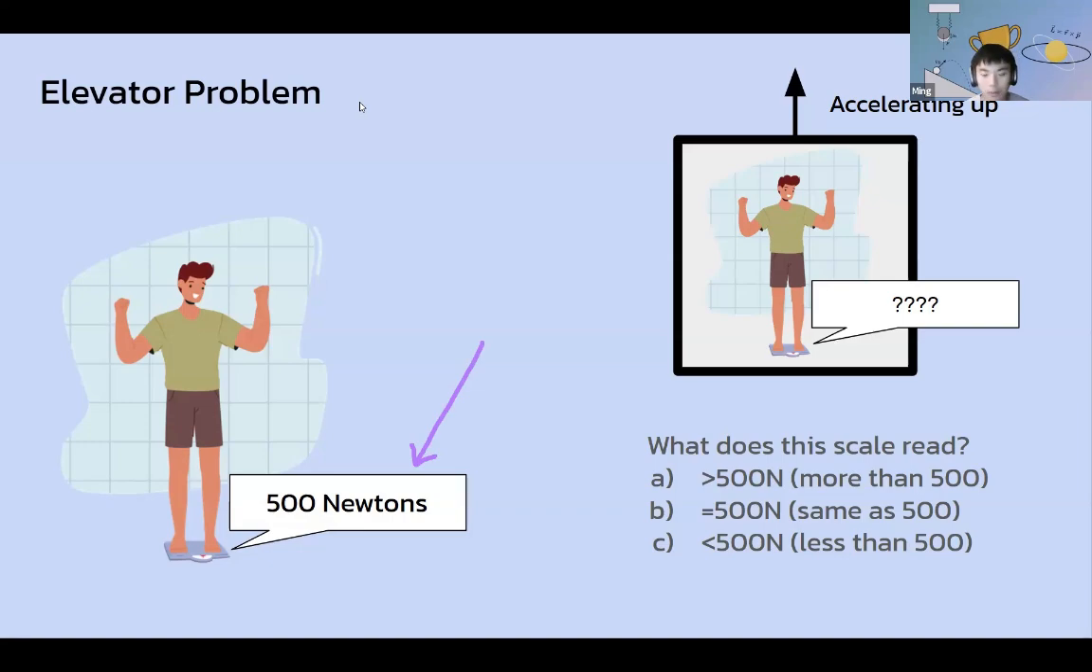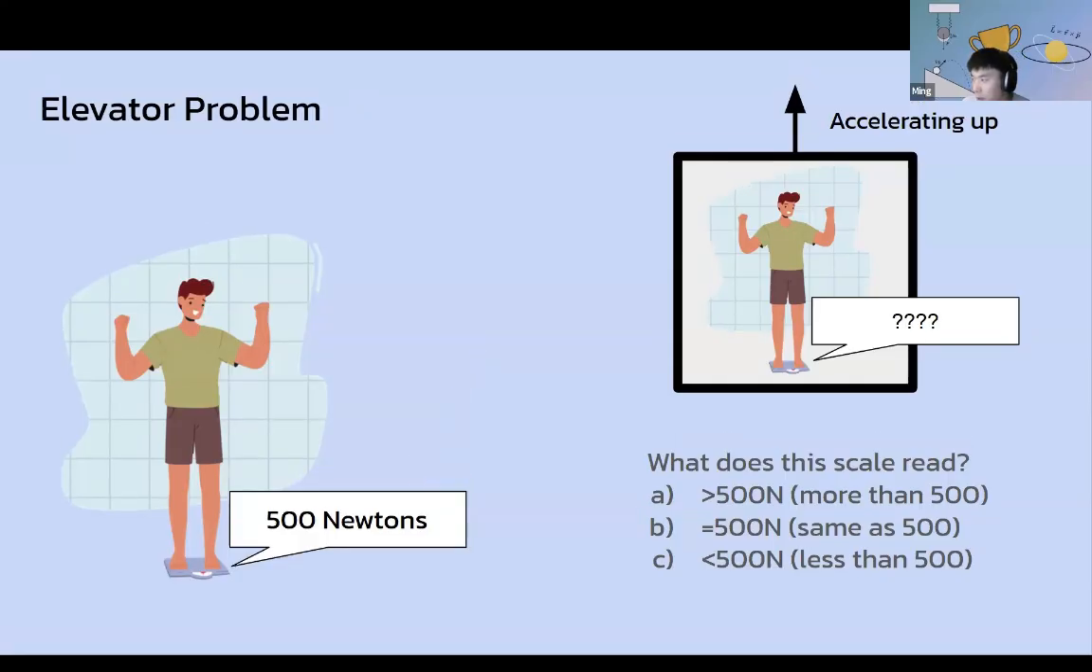You have three options here. Do you think it's going to read more than what it said before, 500 newtons? Do you think it's going to weigh the exact same thing? Or do you think it's going to weigh less than 500 newtons? Be careful and think about it. This is an interesting question. And we'll look at two solutions, or two ways of thinking about it afterwards.